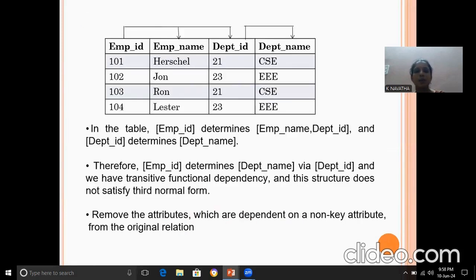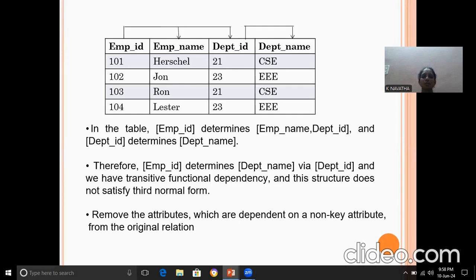Now see here, employee ID, employee name, department ID, department name. Employee ID determines employee name, and employee ID determines department ID, and department ID determines department name. So therefore, employee ID determines department name through department ID, and we have a transitive functional dependency, and this structure does not satisfy the third normal form.